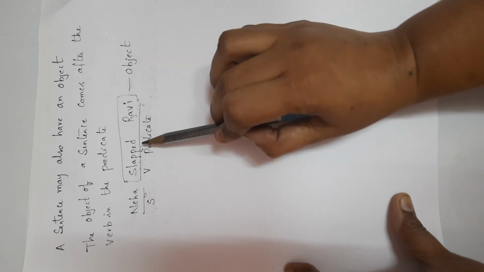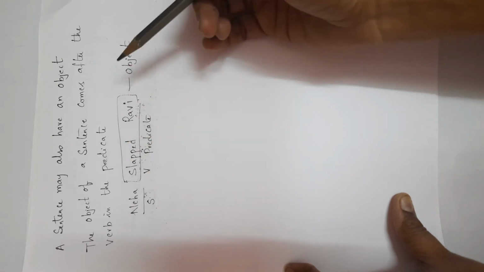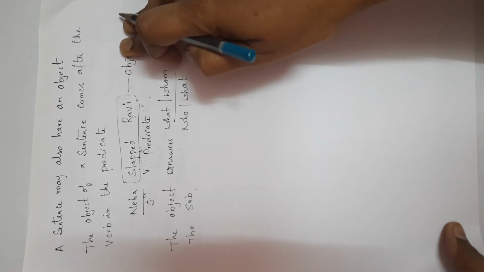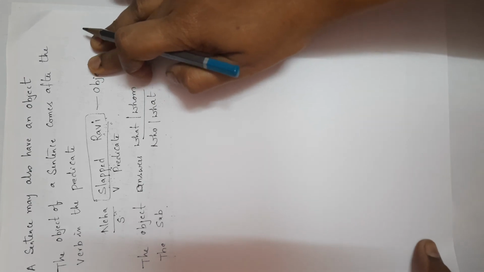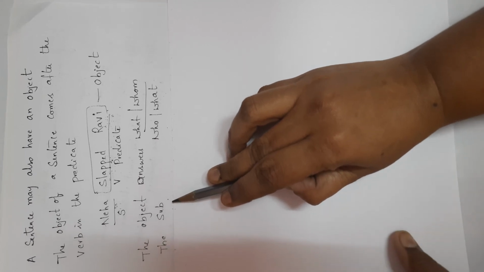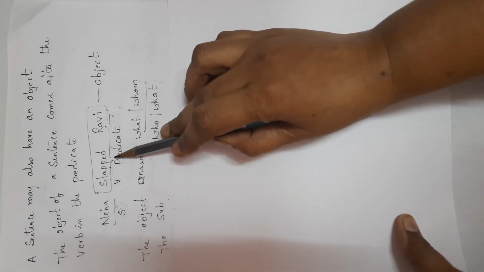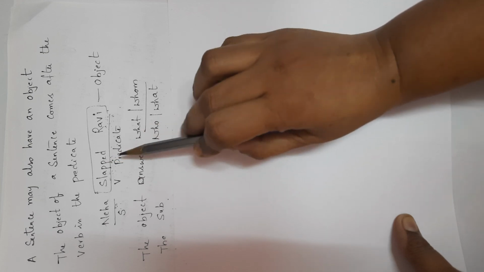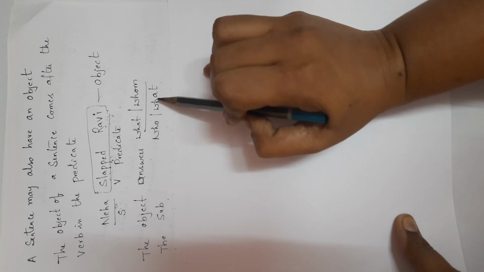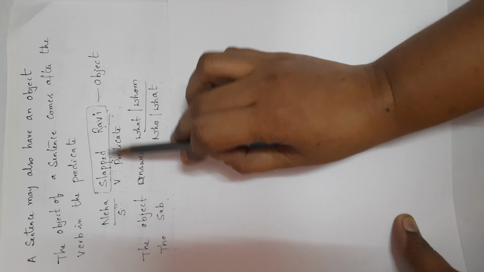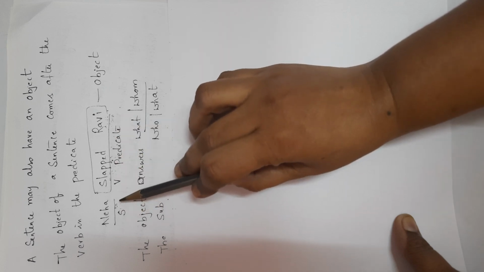So how to find the subject of the sentence and the object of the sentence? There is a simple trick, children. To find the subject of the sentence, first we have to find the verb. What is the verb in this sentence? Slapped. And put the question who or what to the verb. Who slapped Ravi? The answer you get is the subject. What is the answer you are getting here? Neha. So Neha is the subject of the sentence.